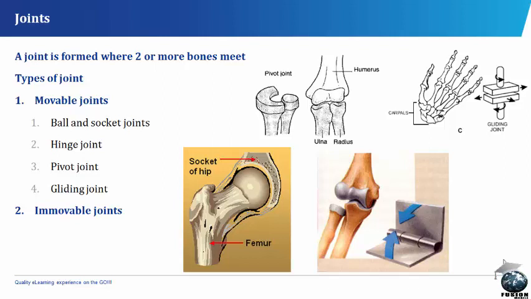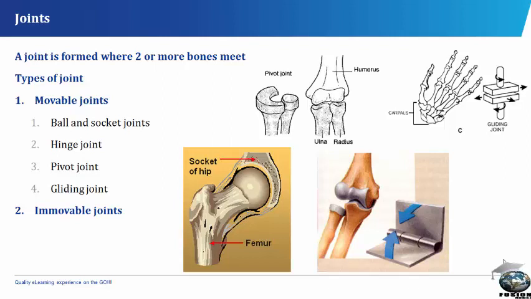The joints. A joint is formed where 2 or more bones meet. Types of joints. We have 1. Movable joints and 2. Immovable joints. For movable joints, they are of 4 kinds. 1. The ball and socket joints. 2. The hinge joints. 3. The pivot joints. And 4. The gliding joints.